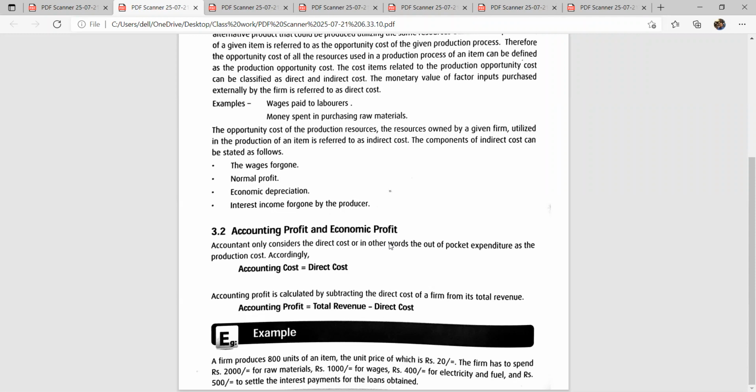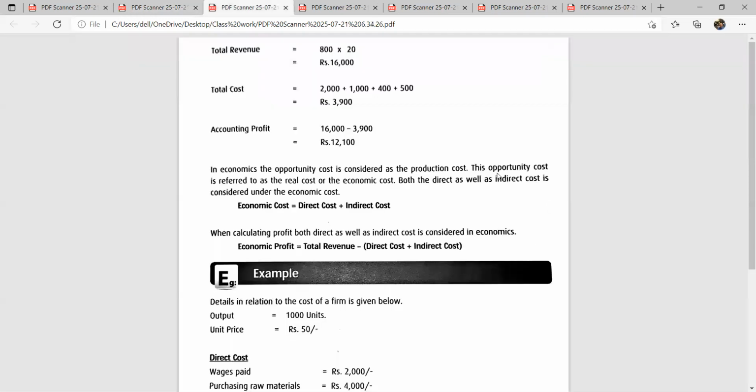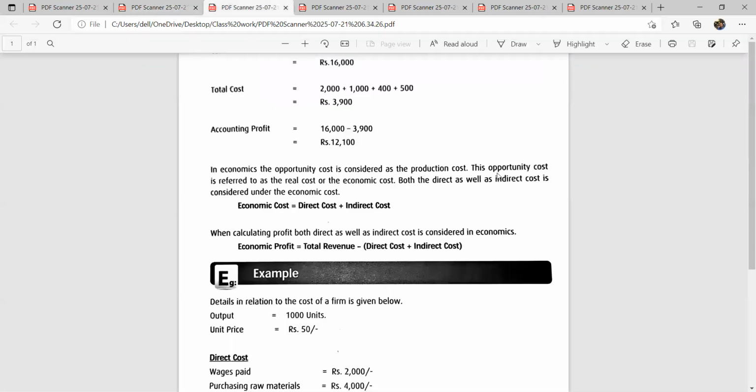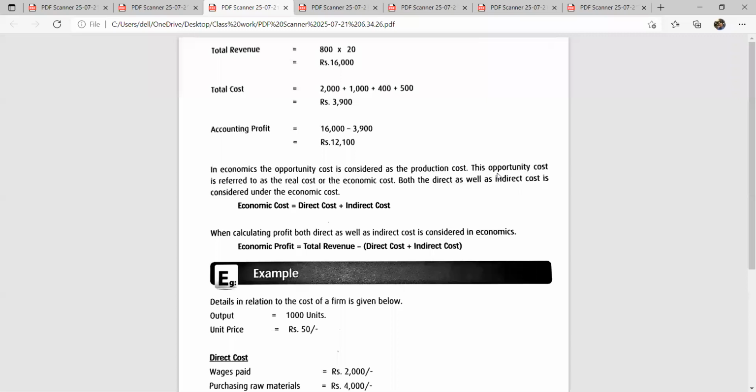As well, the firm has to spend 2,000 for raw material, 1,000 for wages, 400 for electricity, and 500 to settle the interest payment for the loan obtained. Then in here 16,000 is counted. The total cost means the combination of all these four, 3,900. Accounting profit is 16,000 minus 3,900. Then the answer is 12,100.